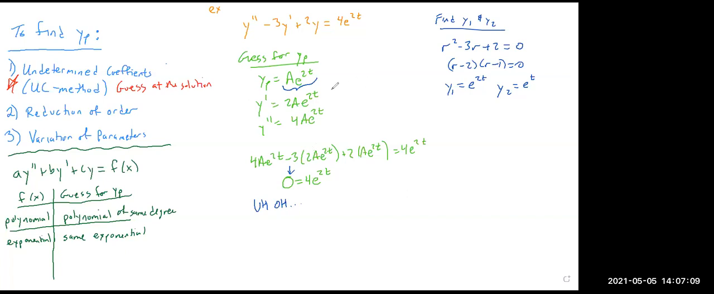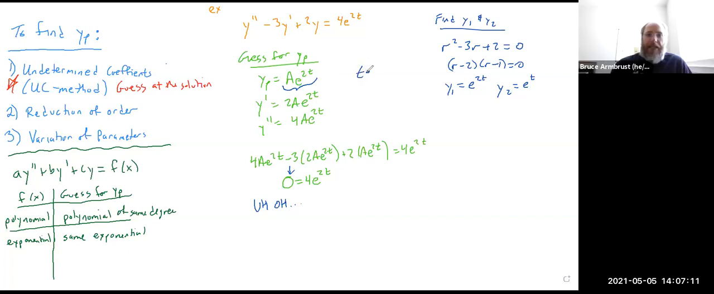Yeah, because if this was instead t e to the 2t, when you differentiate, you're still going to get t e to the 2t's, but you're also going to get 2t e to the 2t. And then the other piece is going to be a plus e to the 2t, right? So if y particular was this, yp prime equals this.